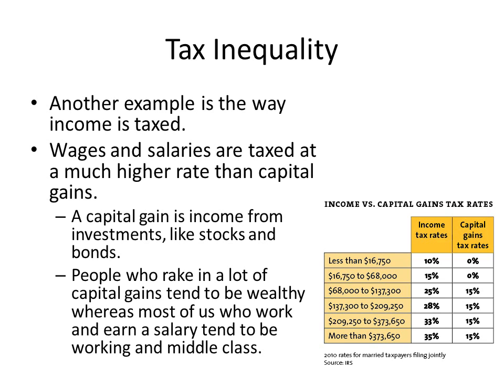And you can see over here, these are the 2010 rates for married taxpayers filing jointly from the IRS. Income rates. So, if you make less than $17,000 a year, you are taxed at a rate of 10%. If you make under 68 but more than 16,750, 15%. 68 to 137, 25%. 137,000 to 209, 28%, and so on and so forth.